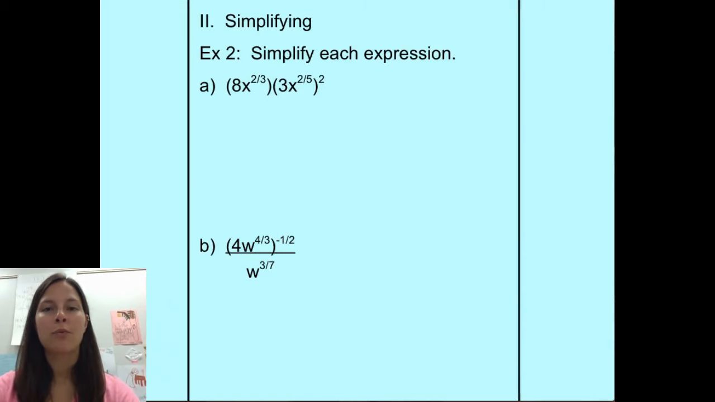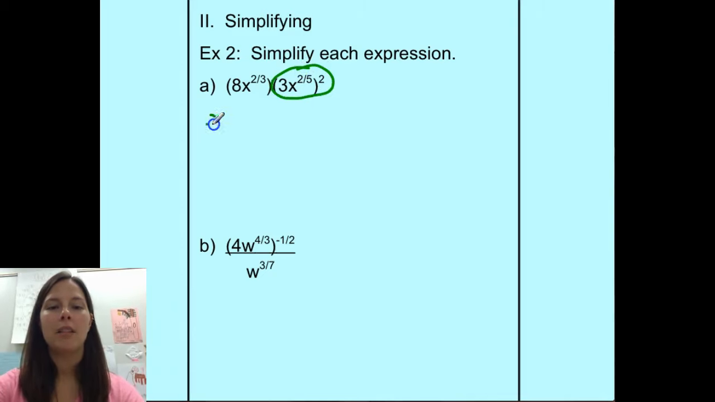All of those exponent rules we learned still apply to rational exponents. We just have to work with fractions instead of integers. I will start by squaring before I multiply. I'm going to leave my 8x to the 2/3 power alone. Squaring both the 3 as well as the variable piece. 3 squared is 9. And when we have power to a power, we multiply those exponents. 2/5 times 2 is 4/5.